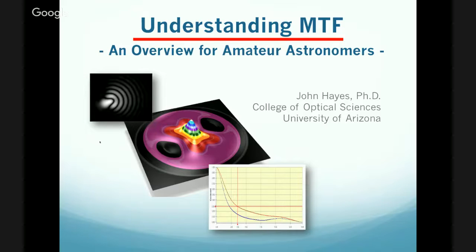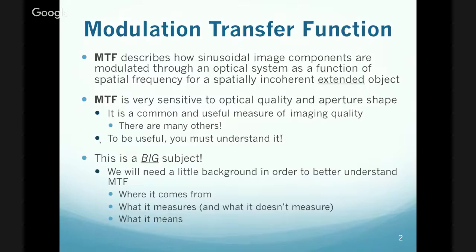As you guys know, the modulation transfer function is a function that describes how sinusoidal image components are modulated through an optical system as a function of spatial frequency. And this is only for a spatially incoherent extended object, and we'll talk about that as we go through this. MTF is very sensitive to optical quality and to the aperture shape, and it's a very common and useful measure of image quality. There are other ones, and we're going to talk about how MTF relates to these other measures of image quality as well, because as you'll see, they're all interconnected. But to be useful, you really need to understand what the MTF is.